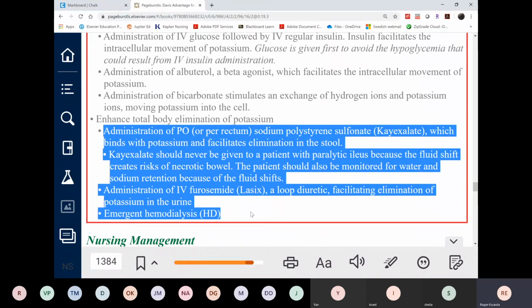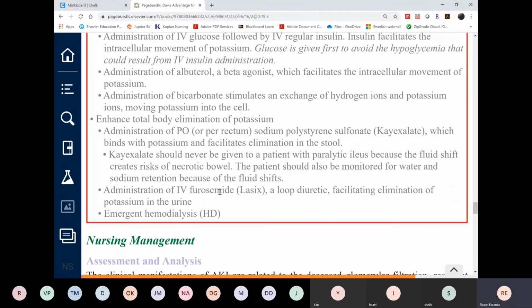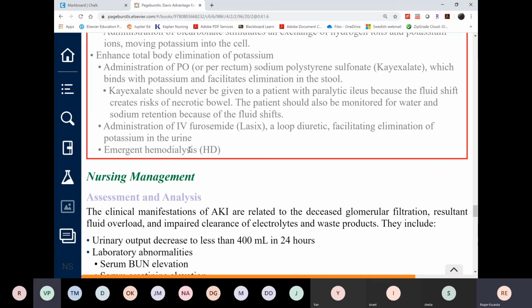But in the case of Kayexalate, it takes too long. In the case of diuretics, they also eliminate sodium and water, so it's not very selective. Dialysis, although it says emergent, still takes several hours because you have to call the doctor. He has to set up the sterile field. He has to put in a temporary catheter. And then you have to call the dialysis nurse, and then they have to come in and set up. So all in all, that could take 4 or 6 hours to set up hemodialysis.